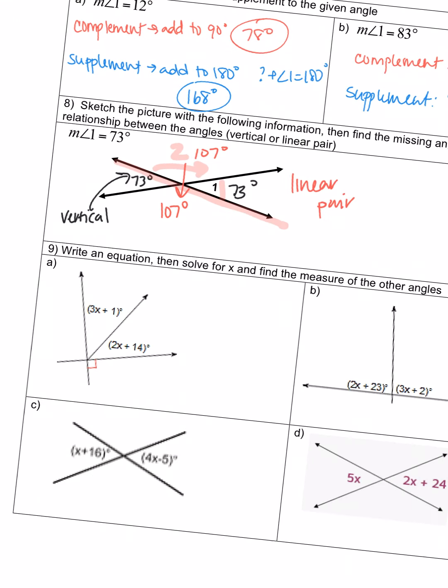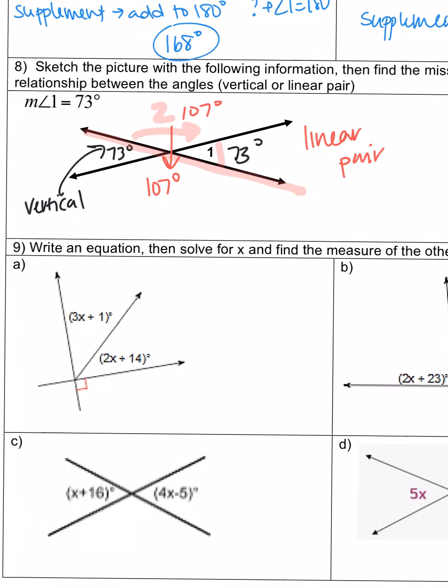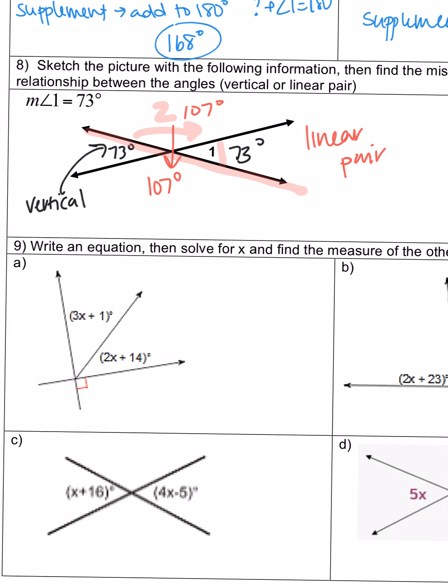Write an equation, then solve for x and the measure of the other angles. So we're almost there. All right, so let's see. I've got a straight angle here and a 90-degree angle here, which means these two angles also probably have to add to 90 degrees. They do. So I can set it up. 3x plus 1 plus 2x plus 14 equals 90. 5x plus 15 equals 90.